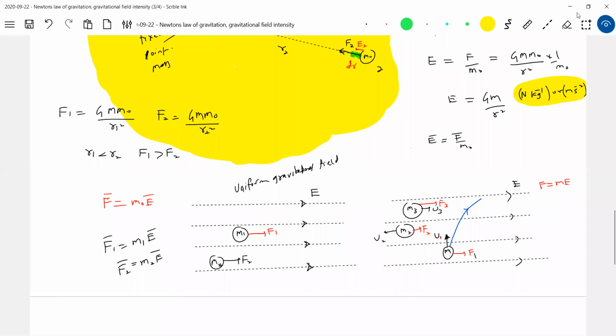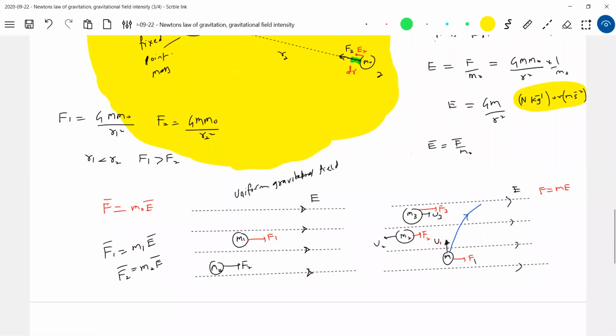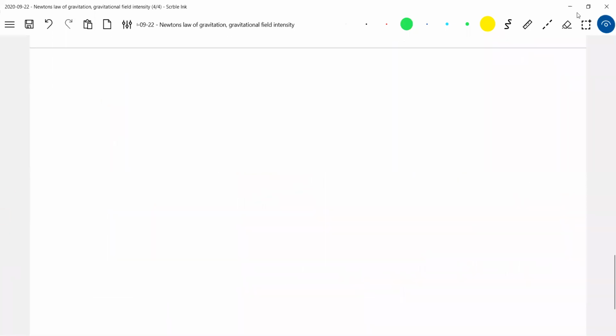This is what is required. Like this, I introduced the field. So now what have we studied? We have studied the field due to a point mass. Now for different shaped objects, what will be the field surrounding them and how will it vary with distance? That is our next topic. So what is our thing?